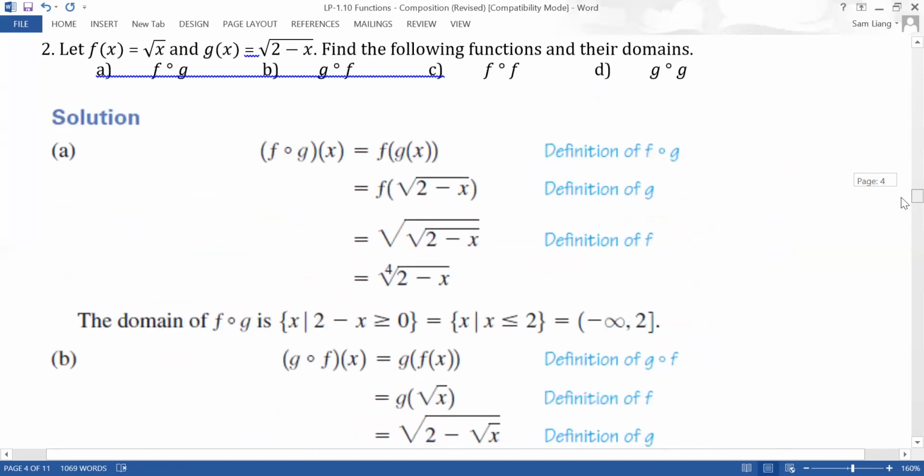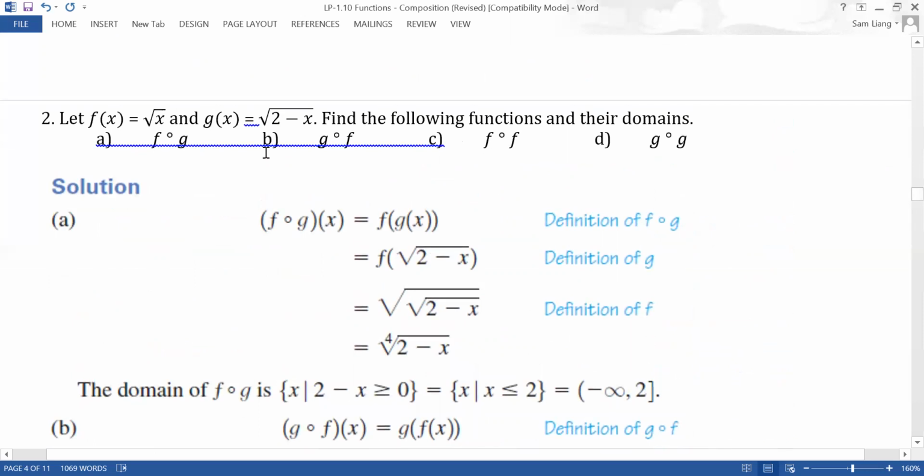Question 2. Okay, so here we have two new functions, square root of x and square root of 2 minus x. This question is kind of long because we have 4 different parts and we need to find the domain. And it's not trivial, right? It's not just the set of all numbers. We actually have to think about it for a sec, okay? But yeah, let's jump into it.